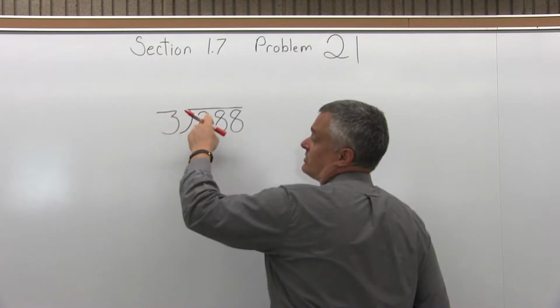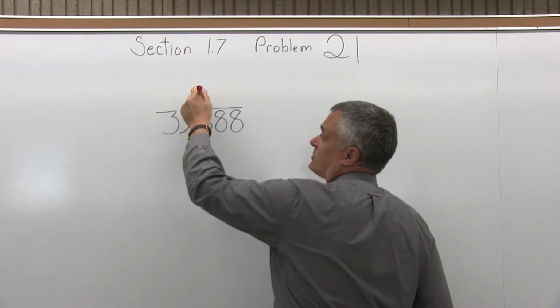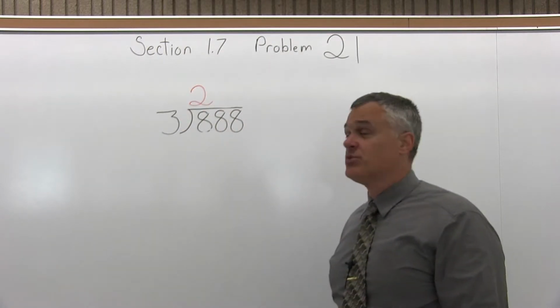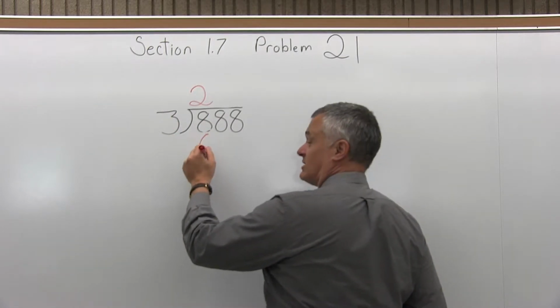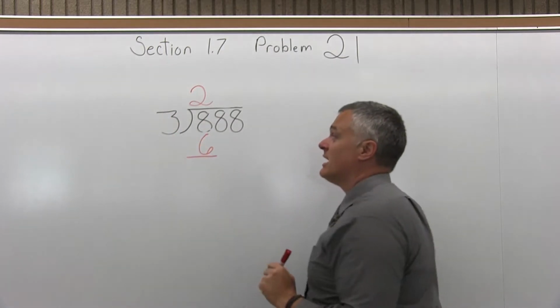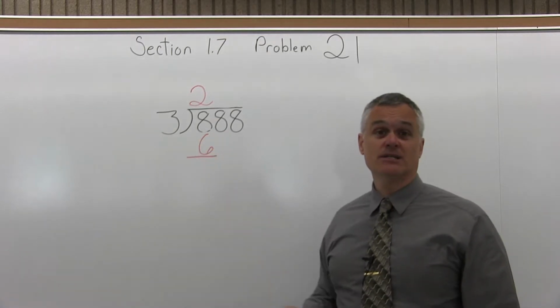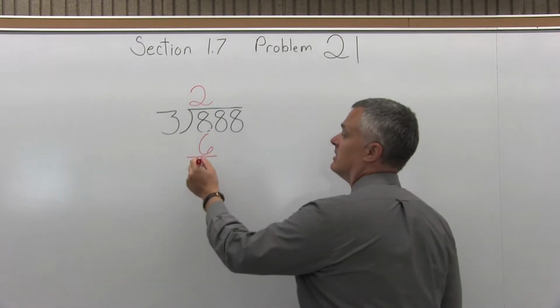So you would do 3 goes into 8 how many times? Well, the closest you'll get is 2. So you put the 2 on the top, and then you multiply 2 times 3. The result of 2 times 3 is 6. So you write that underneath the 8. And now you will subtract 8 minus 6, which will give me a 2.